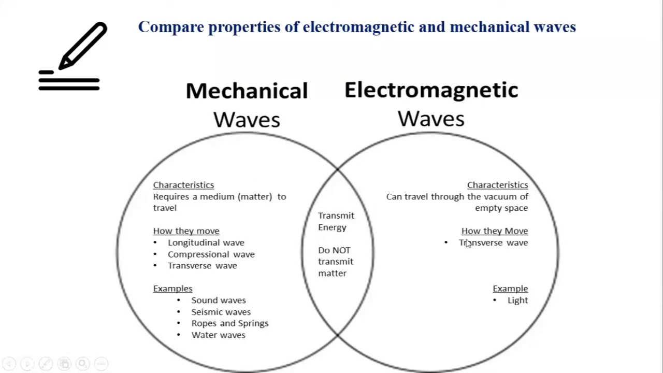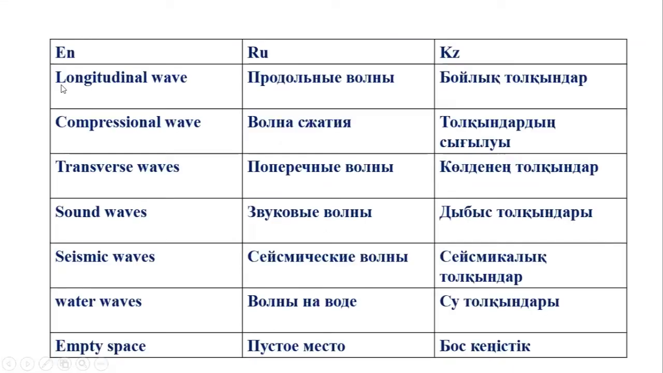It is the diagram. Mechanical waves and electromagnetic waves characteristics. Requires a medium to travel. How they move: longitudinal wave, compressional wave, transverse wave. For example, sound waves, seismic waves, ripples and springs, water waves. Longitudinal, sound waves.